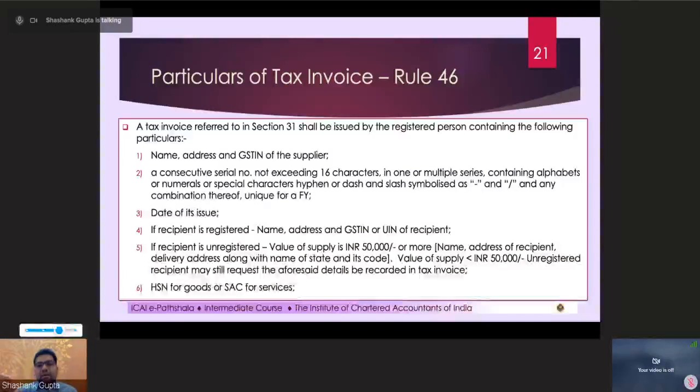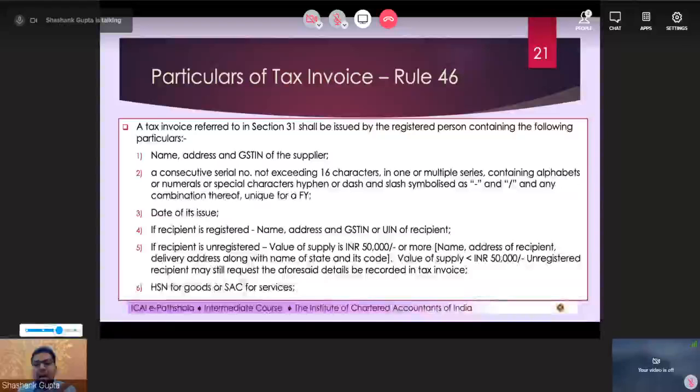Now, as we go on to discuss multiple documents, you will see that they would have fewer requirements, but basically similar kind of requirements. So, to save the time, I will discuss these requirements in detail in case of tax invoice. In case of other documents, I will simply show you the slide and mention that these details are required. I will not discuss them item wise. So the particulars required to be mentioned on a tax invoice are prescribed by Rule 46.